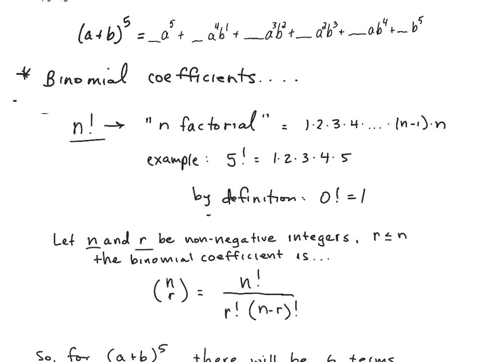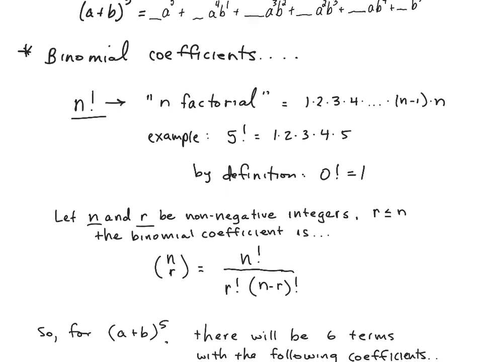The notation we're going to use for binomial coefficients is this. It's n on the top, r on the bottom, in a set of parentheses. And that's mathematical notation for this operation right here: n factorial divided by r factorial multiplied by (n minus r) factorial, where n is the original power that the binomial is being raised to.